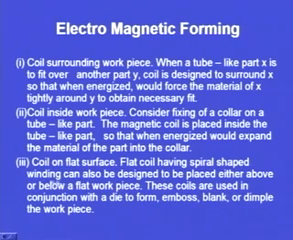A flat coil having spiral shaped winding can also be designed to be placed either above or below a flat workpiece. So, for a flat workpiece, the coil can be either on top of this or below that. These coils are used in conjunction with a die to form, emboss, blank or dimple the workpiece. So, there is a flat sheet which we are using. If we want to emboss it, blank it, or create a dimple on the workpiece, the coil can be placed either on top of it or below that.